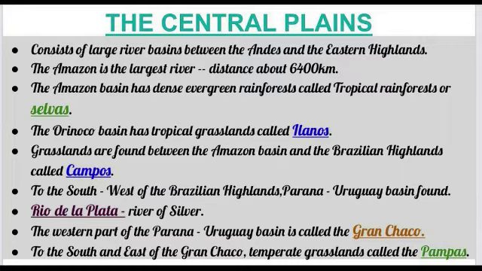Now we are going to discuss some vegetation found in the central plain. First one, the Amazon basin has dense evergreen rainforest called tropical rainforest or selvas. Very important term, you have to study that. Sometimes a question will come like, the Amazon basin has a dense evergreen rainforest called dash. So you have to write tropical rainforest or selvas. Depending on the question, you have to write the answer.